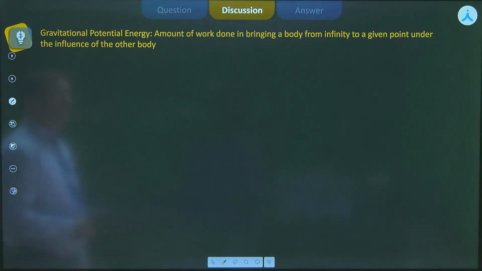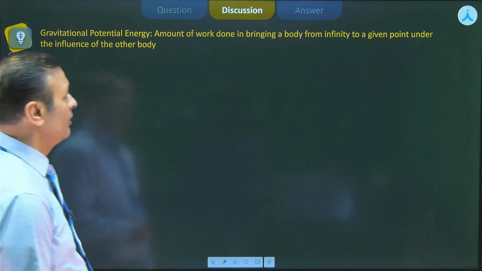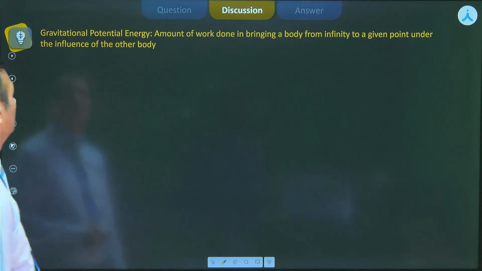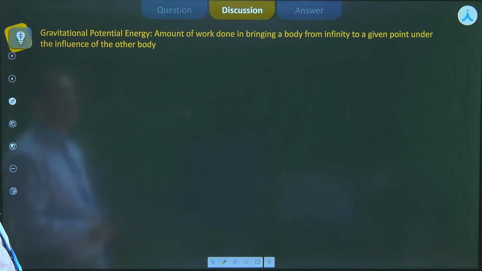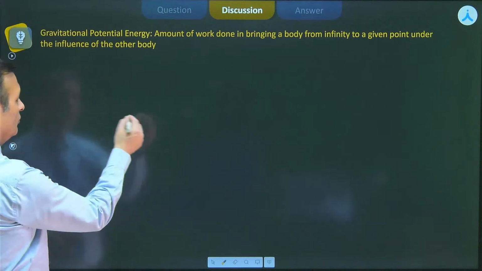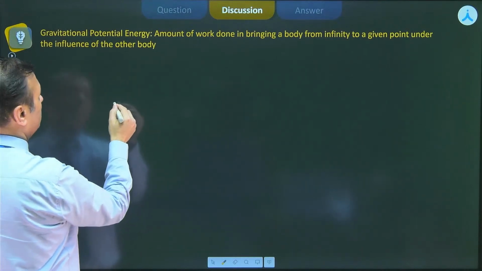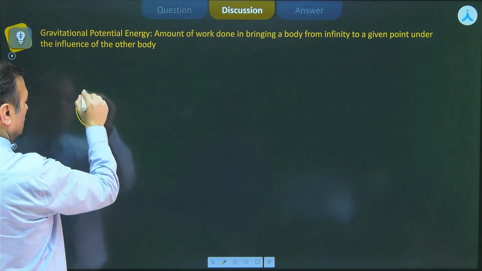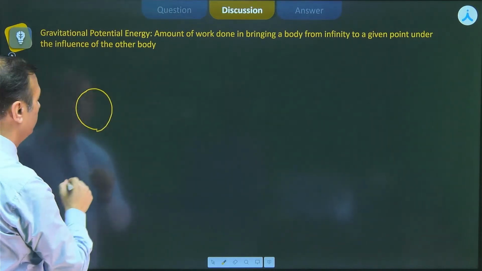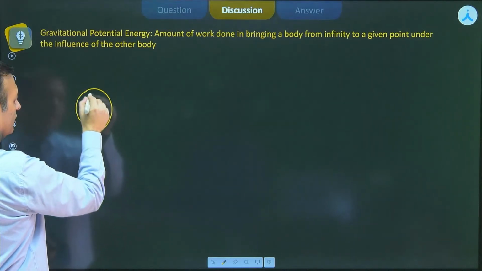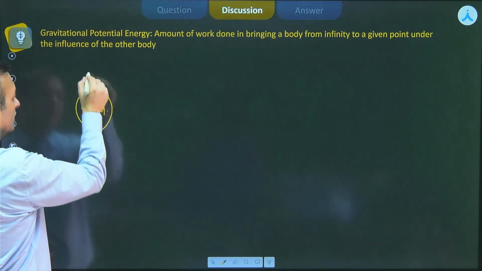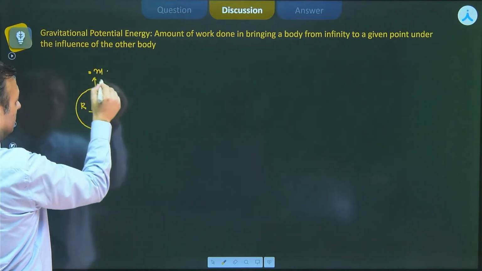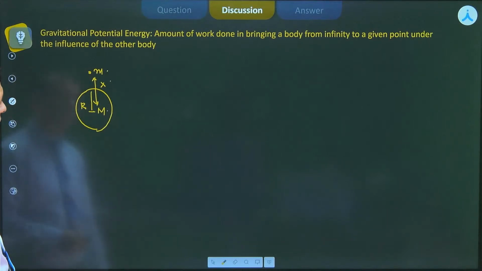Gravitational potential energy: this is the amount of work done in bringing a body from infinity to a given point under the influence of the other body. Now let's build up the concept of potential energy. Let's suppose you have the Earth of mass M and radius r, and a body of mass m at this point.